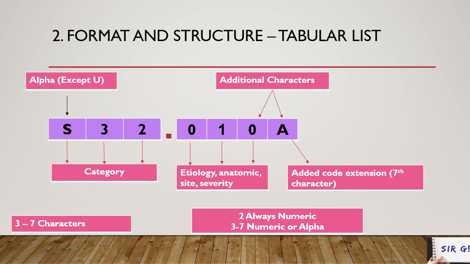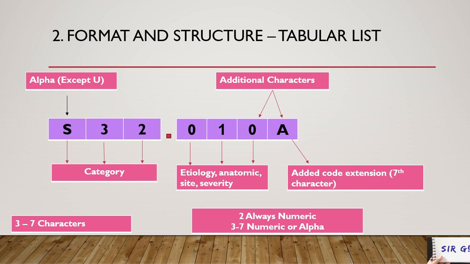Okay, so guys, this is the format and the structure of your ICD-10-CM codes. As you can see, there are 7 characters there. The first is your alpha. The first character most of the time in your ICD-10-CM codes, or all ICD-10-CM code sets, starts with a letter.